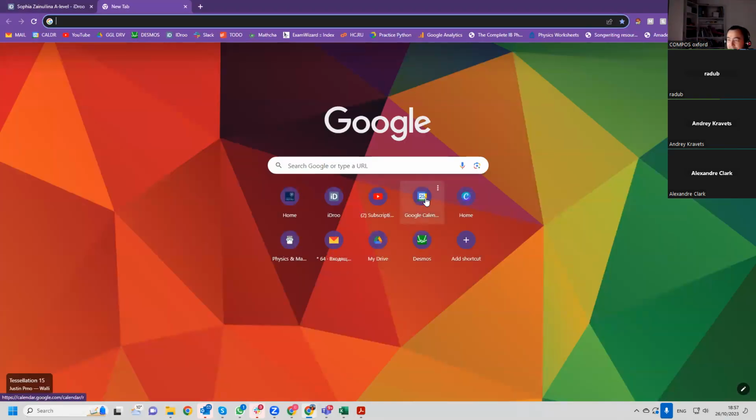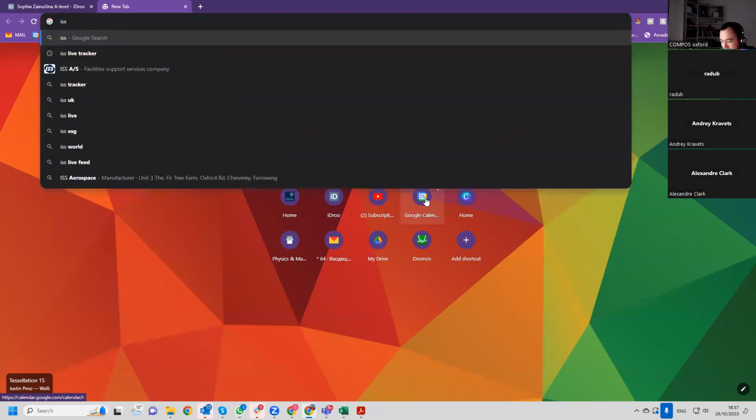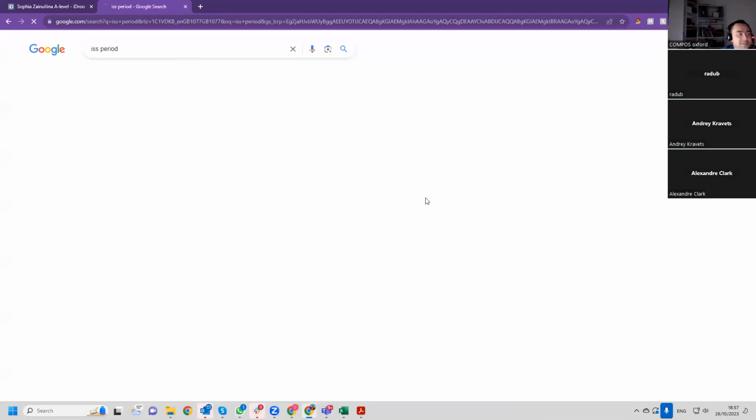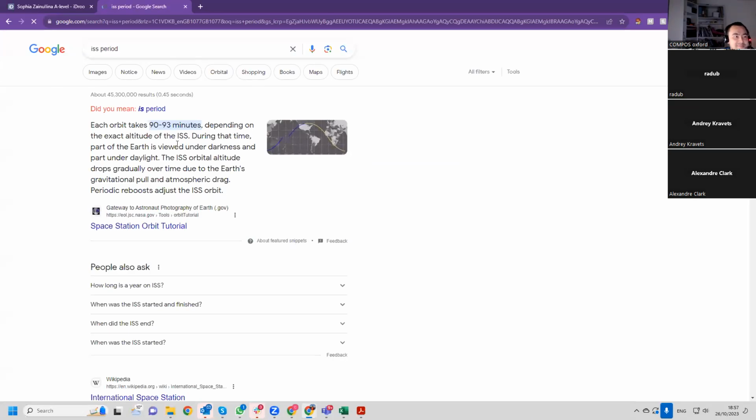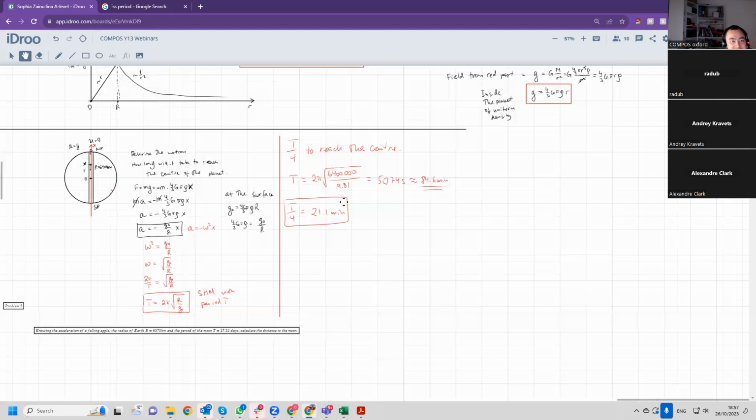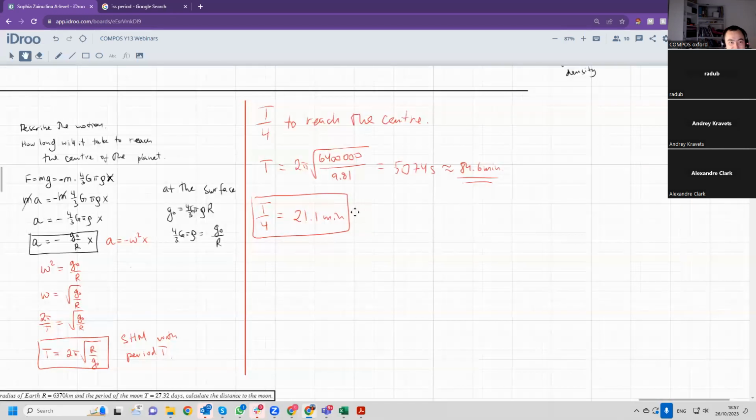Let's check how long the ISS period is. The ISS period is about 90 minutes, which depends slightly, but it's about an hour and a half to travel around, and it's not a coincidence.